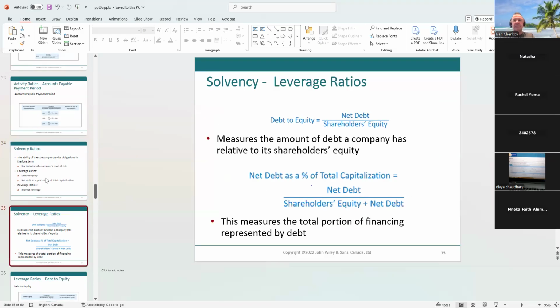So let's see the first one. We're going to have simple net debt versus shareholders' equity. Only the shareholders' equity. Here we're checking the proportion between liability and equity. Then you're going to see what's the net debt compared to the total debt plus equity, which again represents the assets. That will give you the total portion of the financing represented by the debt.